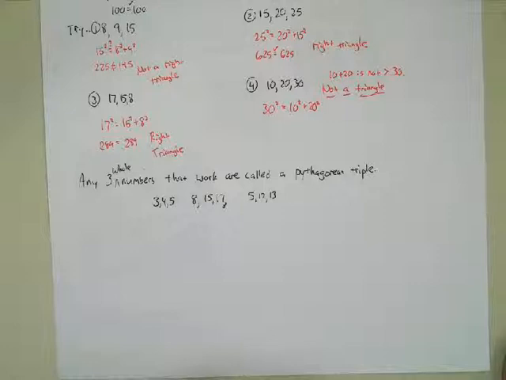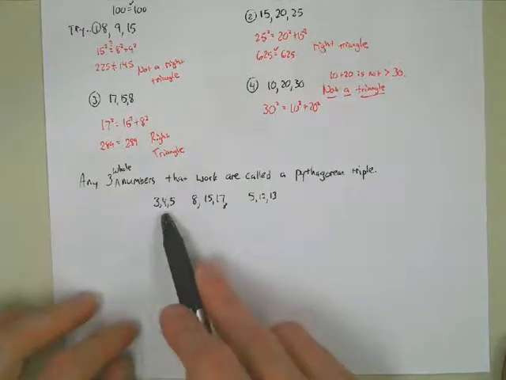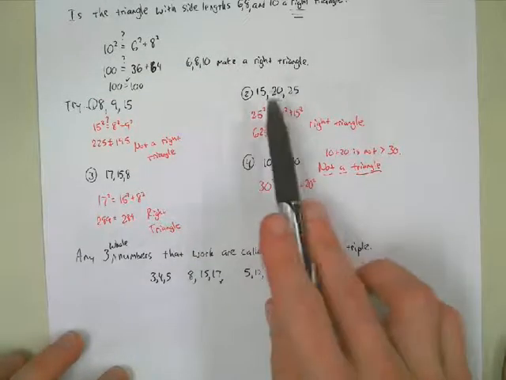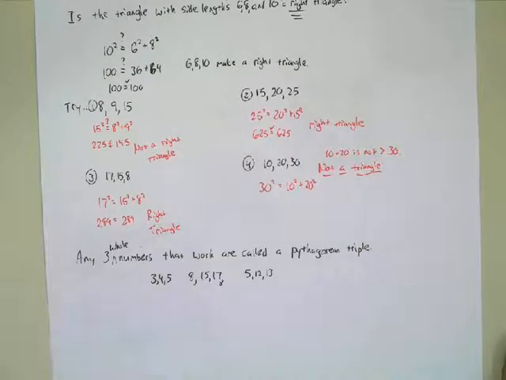All right, or if I multiply these by 5, I would get 15, 20, 25. And that's what we just did right there. Okay, so there are other Pythagorean triples that are unique, that are not just multiples of these two, but there you go.